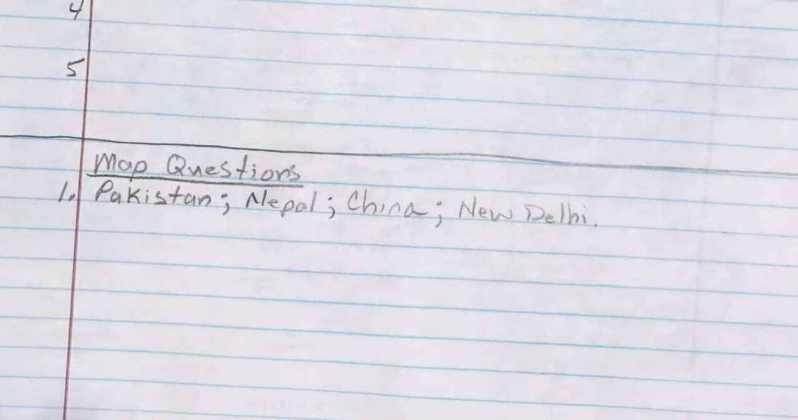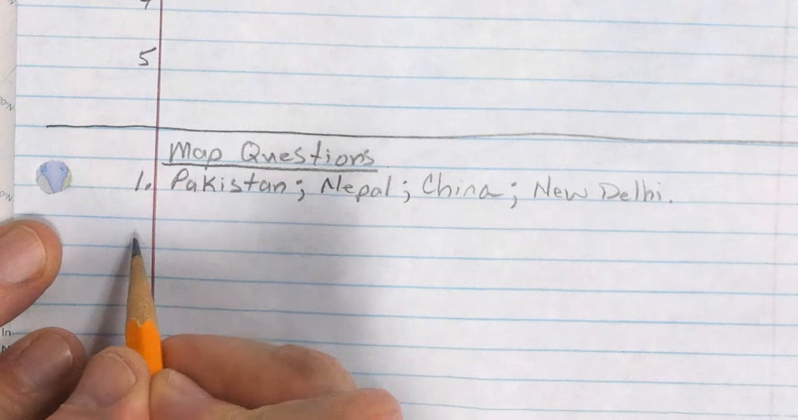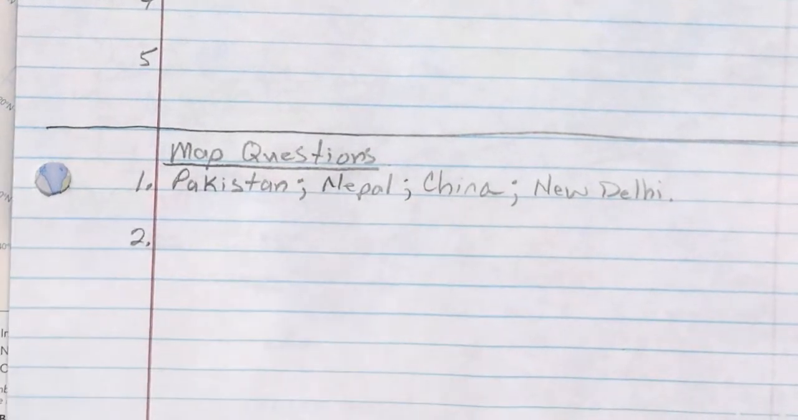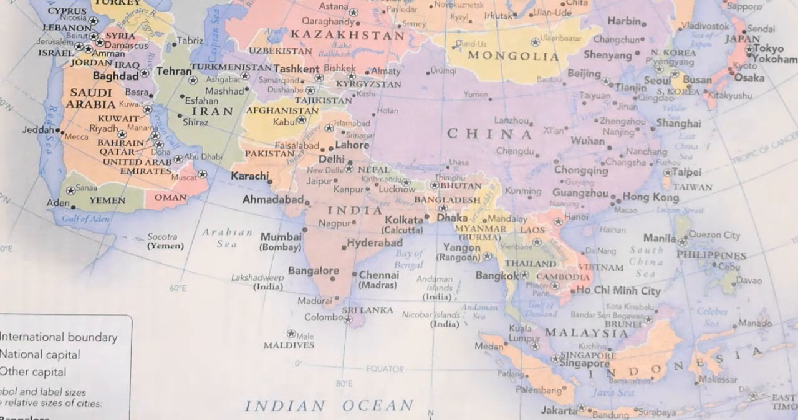And we should be done with number 1. Pakistan, Nepal, China, and New Delhi. Skip a line and we'll start number 2 together. All right. Number 2.